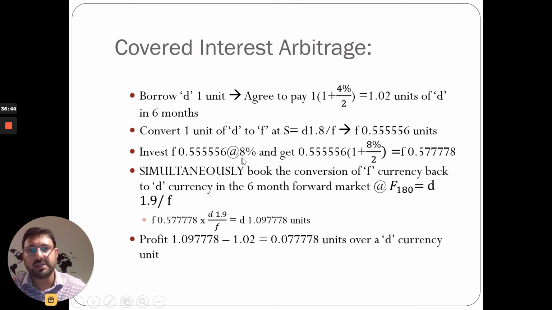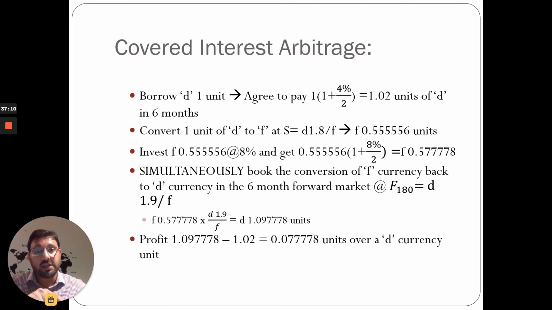Now invest this currency at 8% for 6 months. Again, 8% is for the whole year, so actually after 6 months, you will get 4%. So 8% divided by 2 plus 1, into 0.5556, and you will get 0.57778. But you are doing all this transaction today, and you know that after 6 months you will be getting that.